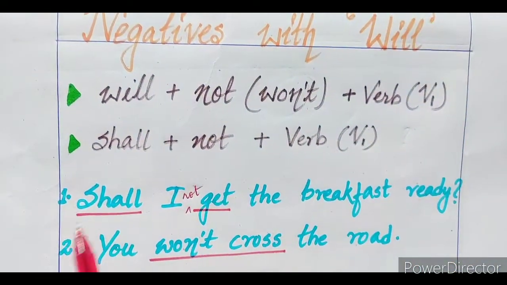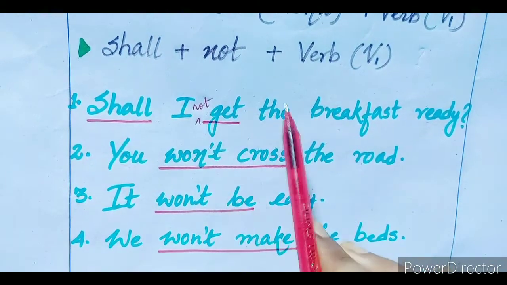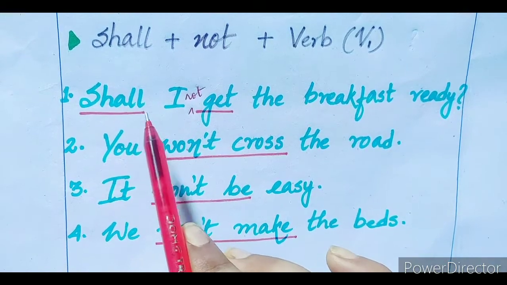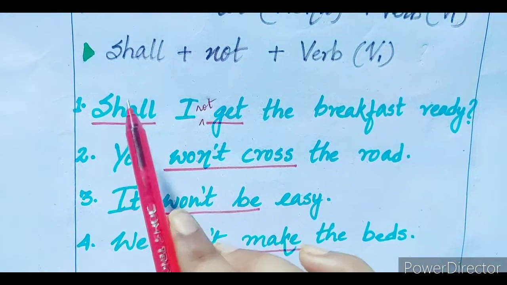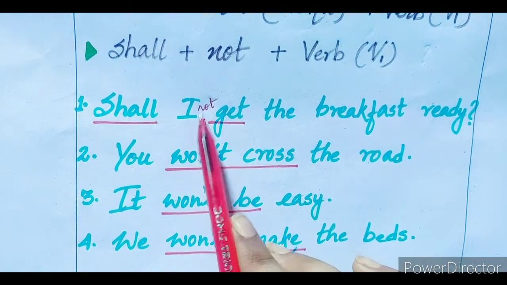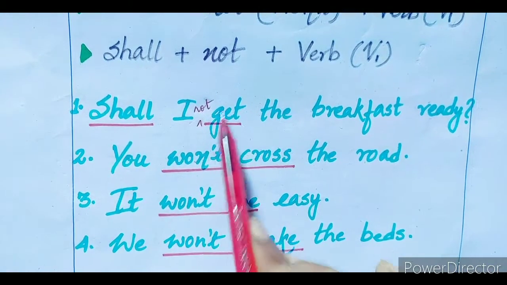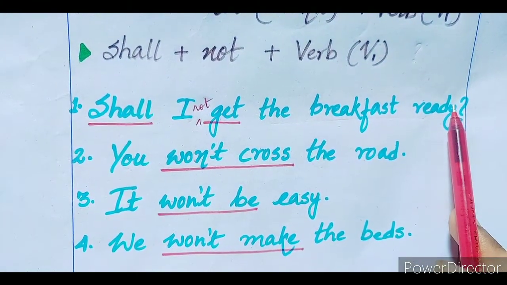Okay, so first of all, let us see the examples. Shall I not get the breakfast ready? So over here you can see we have framed a question in the negative form, beginning with shall. So first comes shall, then comes the subject, then comes not, then comes the verb form 1. So, shall I not get the breakfast ready, and it ends with a question mark.